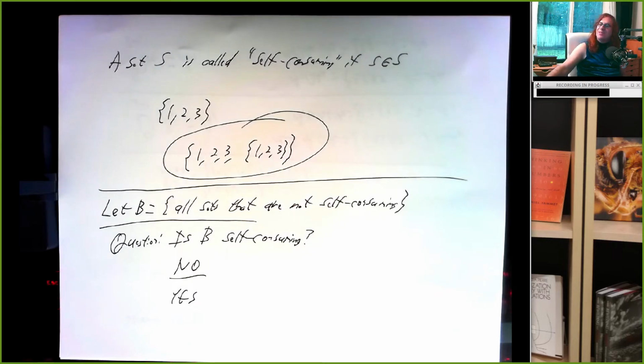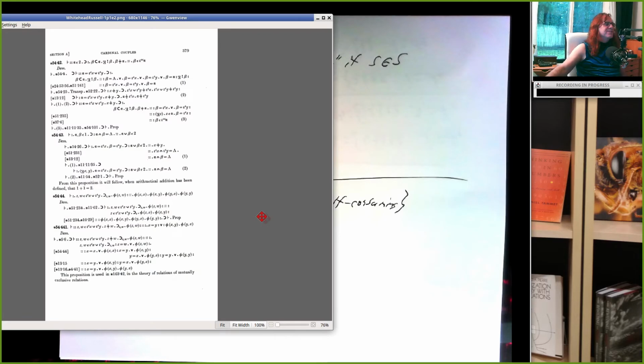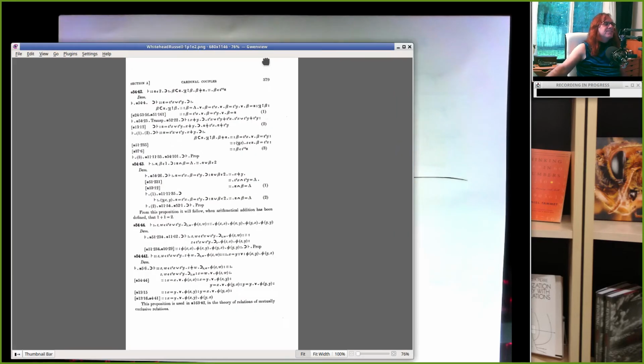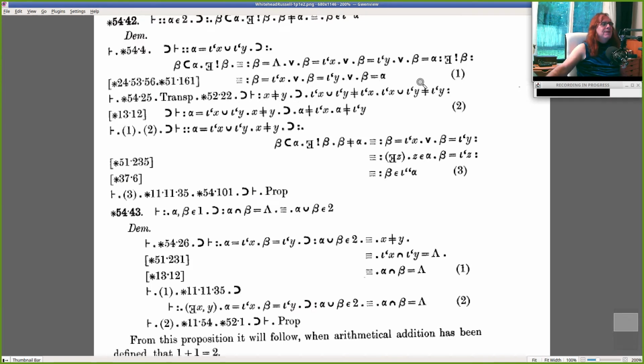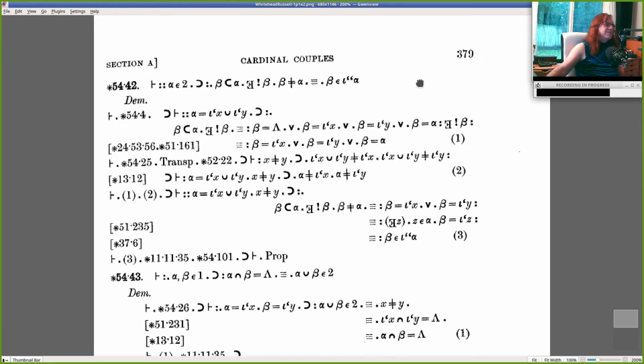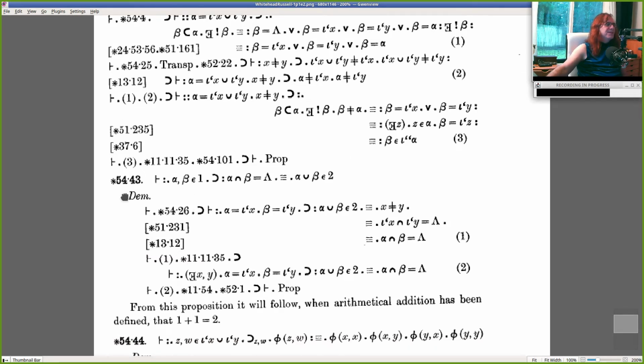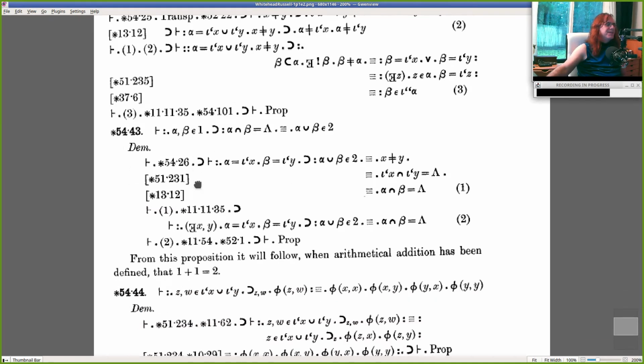So yeah, somebody said in chat, 83 pages to prove 1 + 1 = 2. It's actually worse than that. So down here on page 379, we're proving more propositions, more theorems. And here's 54.43, and at the end of this, there's a note that says, from this proposition, it will follow, when addition has been defined, that 1 + 1 = 2. So 379 pages to put together some of the machinery that eventually gets used to show that 1 + 1 = 2.